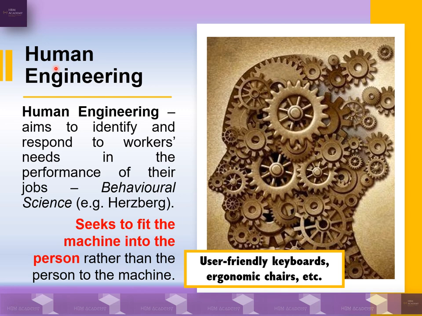Human engineering aims to identify and respond to workers' needs in the performance of their jobs. Human engineering is largely influenced by the so-called behavioral science school. Prominent researchers in this field include Herzberg and Mayo, for instance. Unlike industrial engineering, human engineering seeks to fit the machine into the person. In other words, the philosophy behind human engineering is more or less the exact opposite of the philosophy of industrial engineering. Some of the outcomes of human engineering include user-friendly keyboards, ergonomic chairs, and so forth.